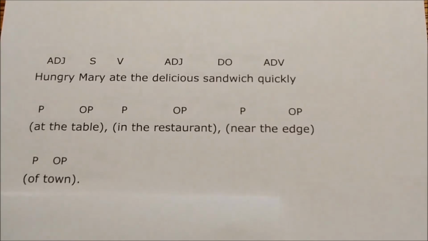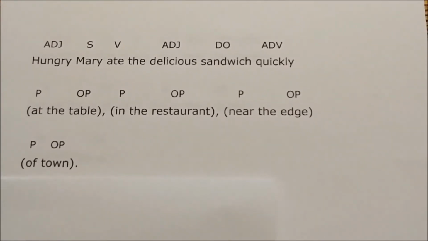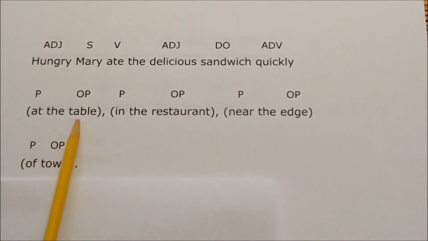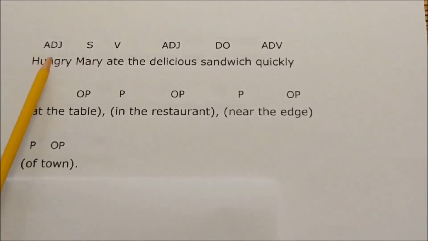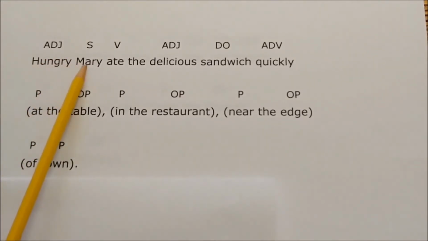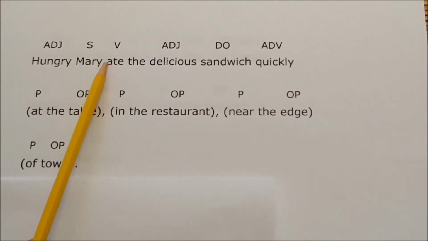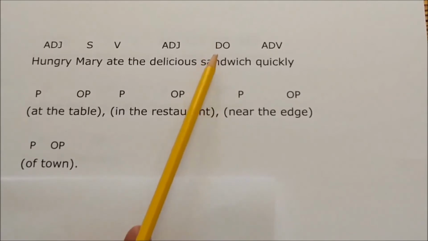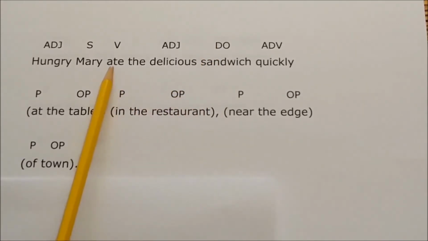Here's an example of another sentence which is different than Mary kicking the ball. Let's read through it together. Hungry Mary ate the delicious sandwich quickly at the table in the restaurant near the edge of town. Okay? Now by this time you should practically be able to do this yourself, but let's walk through it. We've got hungry as an adjective describing Mary. Ate is the verb. Delicious is an adjective describing sandwich, which is the direct object of ate.